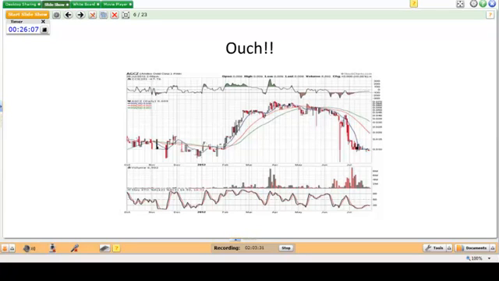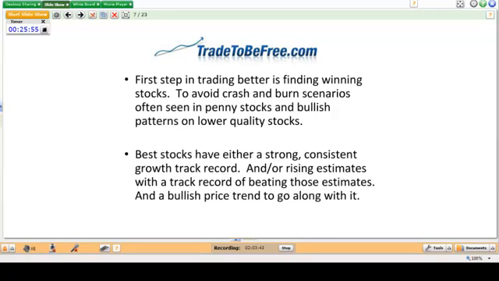So, speculative stocks, penny stocks, stocks without a strong track record of earnings and sales growth that have estimates that aren't trending higher, a lot of those stocks tend to be more fragile in their patterns and have this kind of disaster happen. So we want to try to avoid these kind of trading scenarios where we don't have the fundamentals moving in the same direction as the price.